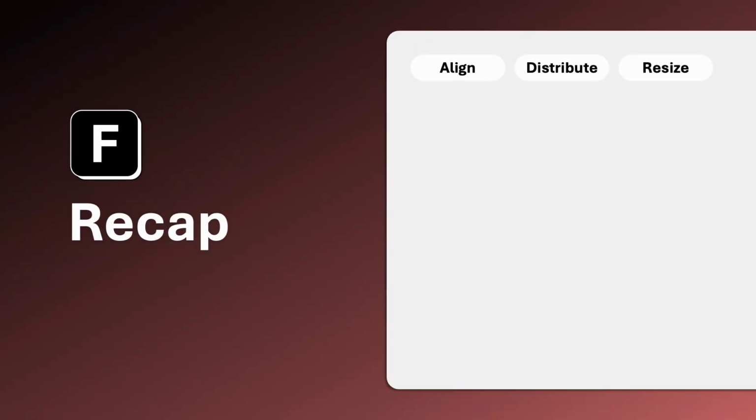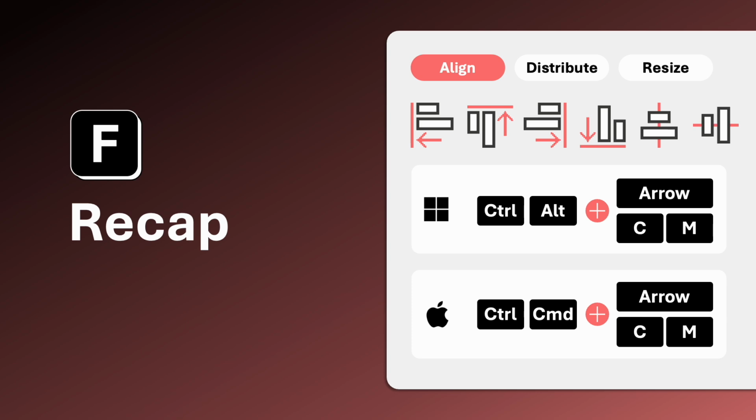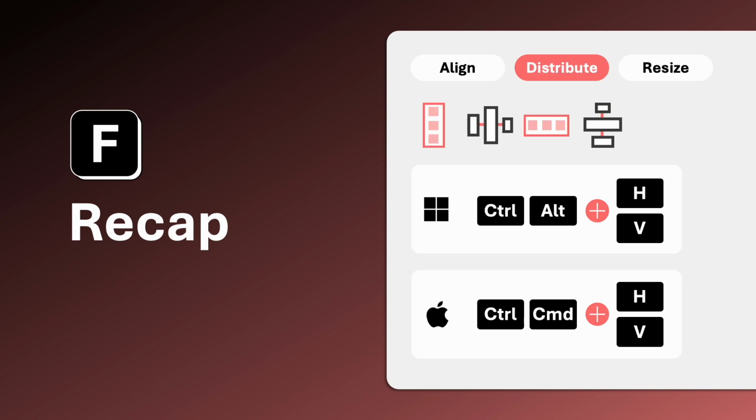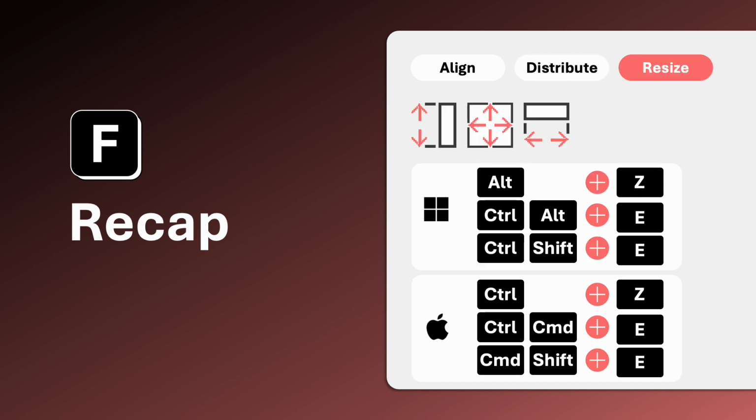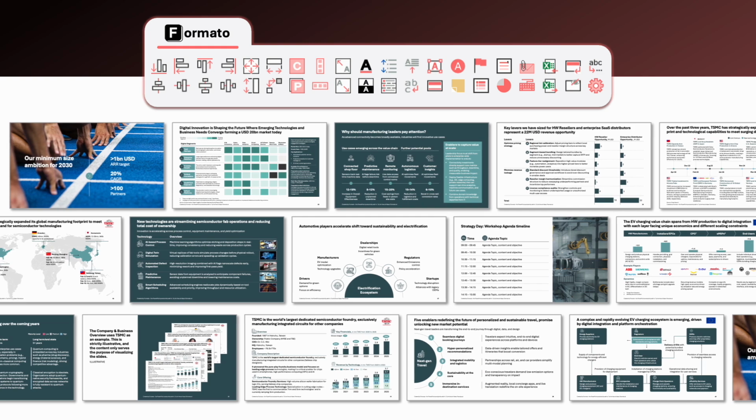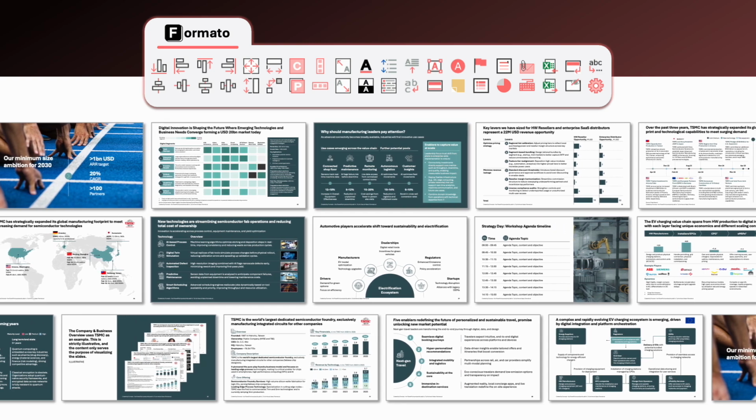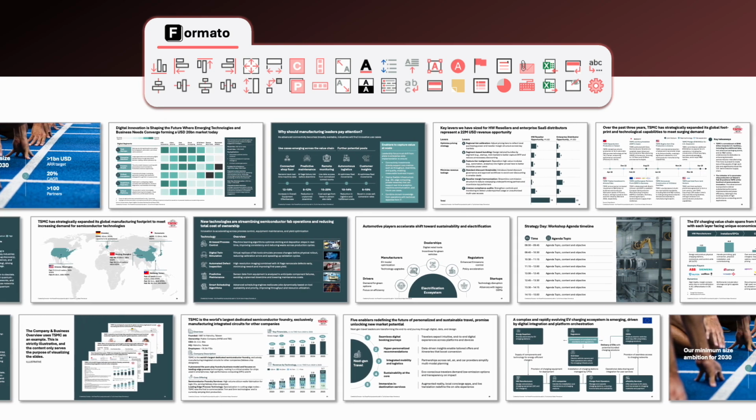Now let's do a quick recap. You can use the align shortcuts by pressing Ctrl-Alt or Ctrl-Command on Mac and then pressing the arrow keys or C for center and M for middle. You can distribute shapes by pressing Ctrl-Alt or Ctrl-Command, then H for horizontal and V for vertical. You can make shapes the same size by pressing Alt or Ctrl-Z, Ctrl-Alt or Ctrl-Command-E for same width, Ctrl-Shift or Command-Shift-E for same height. I know this might have been a lot, but you will get used to the shortcuts instantly. You just have to start using them as often as possible.